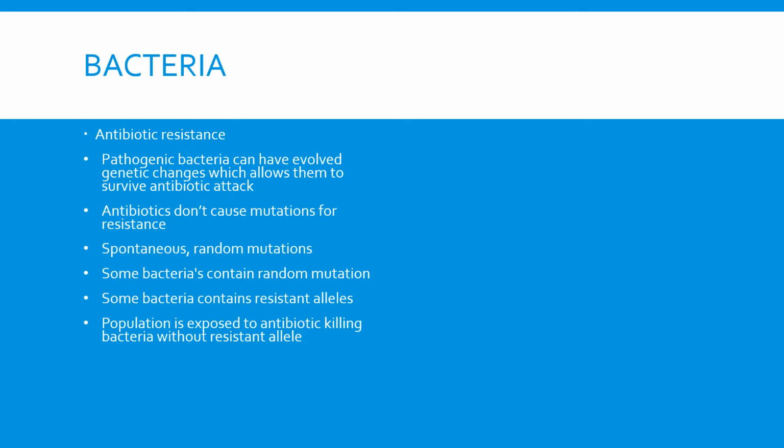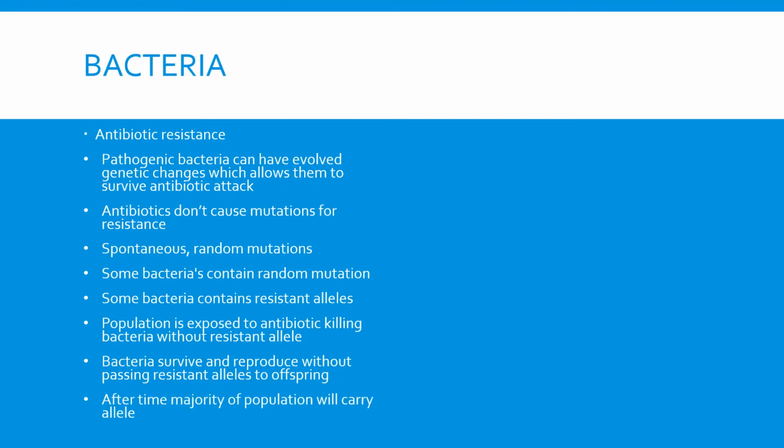So now the population is exposed to the antibiotic, killing bacteria, and all of those without the allele die. But the bacteria that have the allele survive and reproduce, passing the resistance onto their offspring. And as they reproduce, they become a strain that cannot be killed. After time, the majority of the population will carry that allele because all of the ones that didn't have the allele are now dead and are no longer able to reproduce.